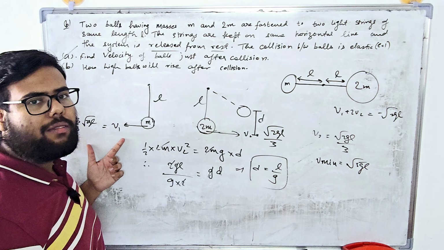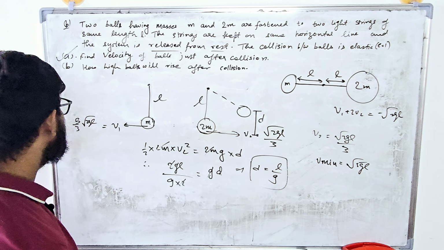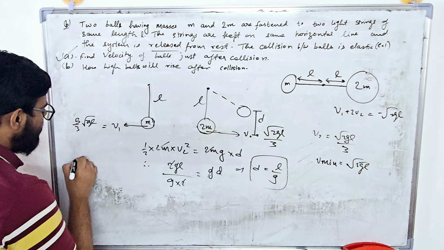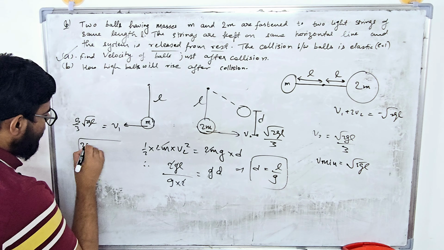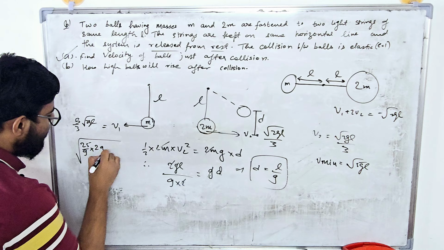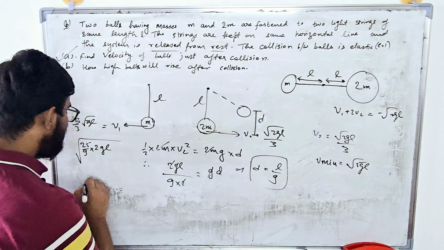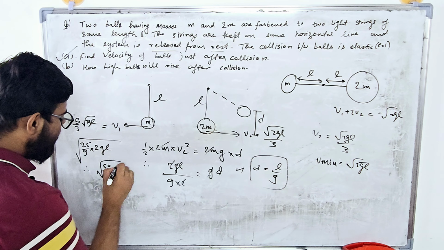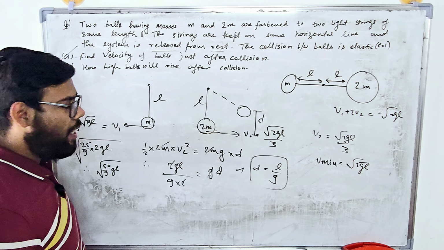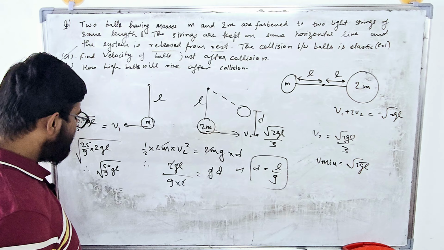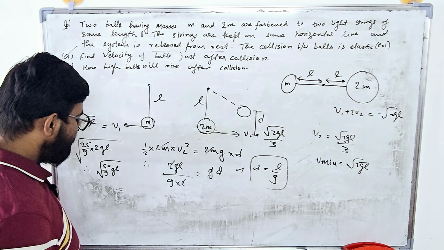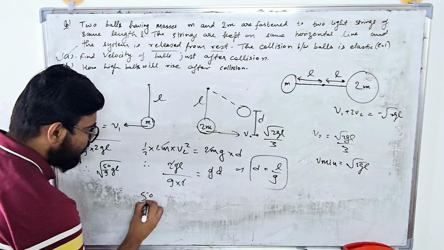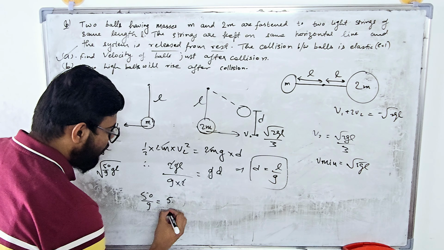Now what about this? Well, we have to see a bit in this case. First of all, let's bring this inside. So we will get root of 25 by 9 into the quantity 2gl, right? So it is equal to root of 50 by 9 gl, correct? Root of 50 by 9 gl. Well, is it equal to 5? Well, let's see that. What is 50 by 9? It is 5 point something, right?